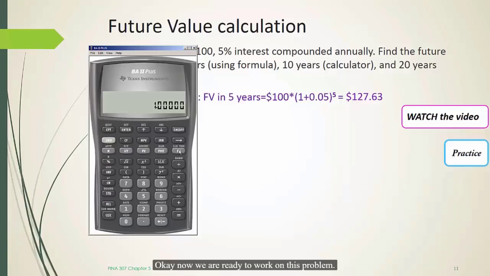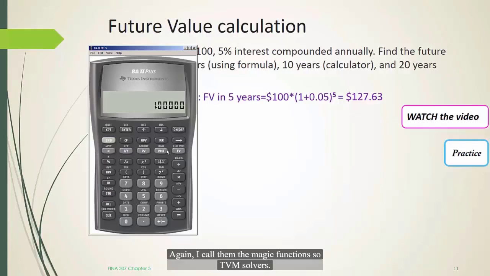Okay, now we are ready to work on this problem. So we are going to use the third row. Again, I call them the magic functions. So, TVM solvers. There are 5 inputs. Right? So N, number of periods, I/Y, interest rate per period, PV, present value, PMT, periodic payment, FV, future value, that's what we are going to solve for. So you leave the unknown variable as the last one, right?